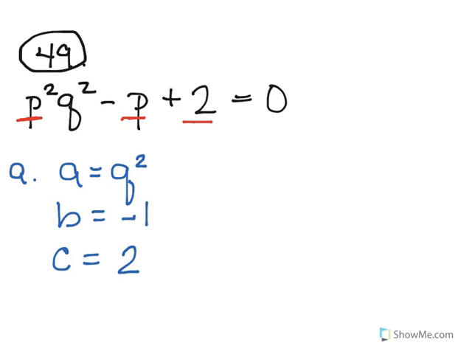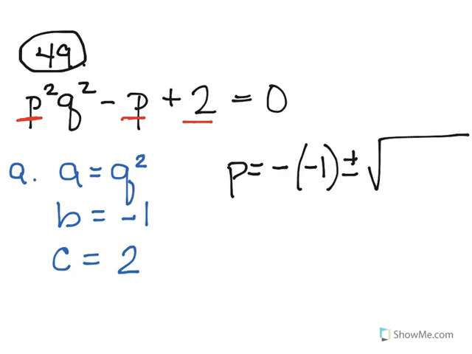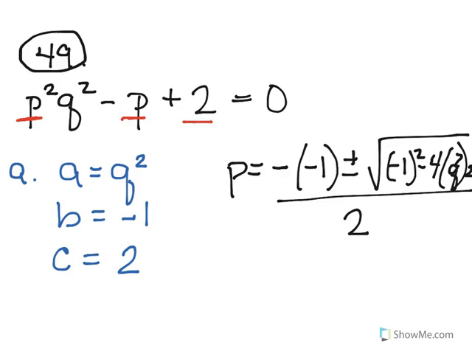So my quadratic formula says x equals, but in this case it's not an x, it's a p we're dealing with. So instead of x equals, I'm writing p equals. P equals negative b, which in this case is negative 1, plus or minus the square root of negative 1 squared minus 4 times q squared times 2. I'm sorry, I'm running out of room there. All over 2 times a, which is again q squared.